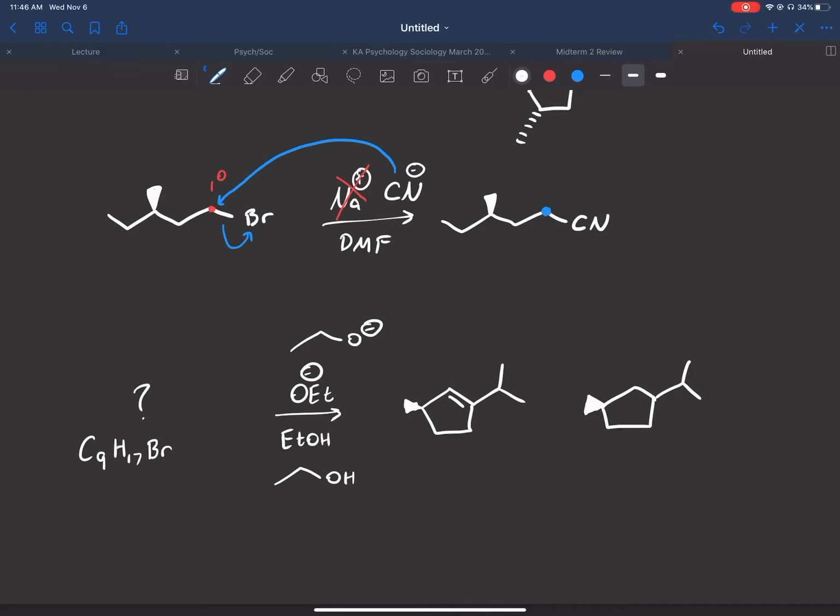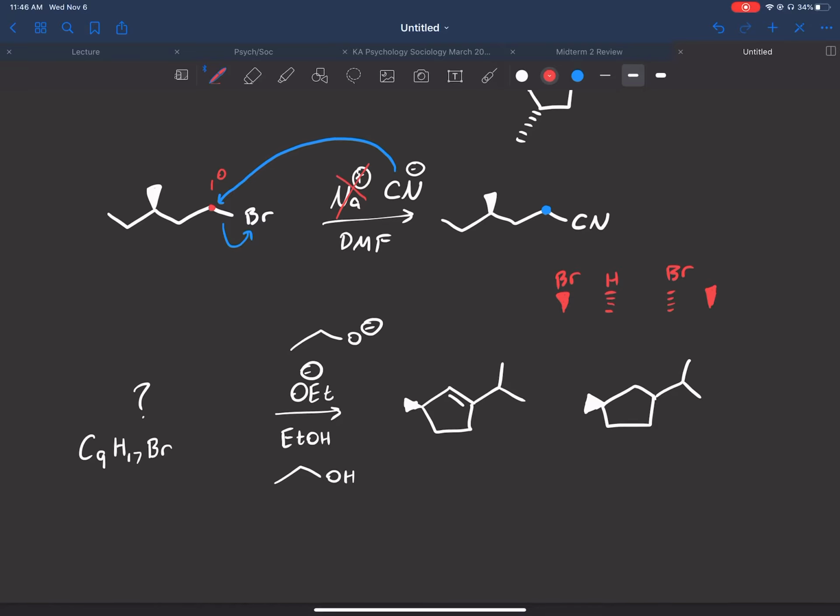Now, the key to this problem is knowing that in an E2 reaction, the leaving group and the hydrogen that's going to be taken to form the double bond must always be opposite stereochemistry. So we know that we have a Br leaving group, which means if our Br was wedged, the hydrogen that's going to have been taken to form the double bond should be dashed. If we had a dashed Br, the hydrogen will be wedged. That must always happen.